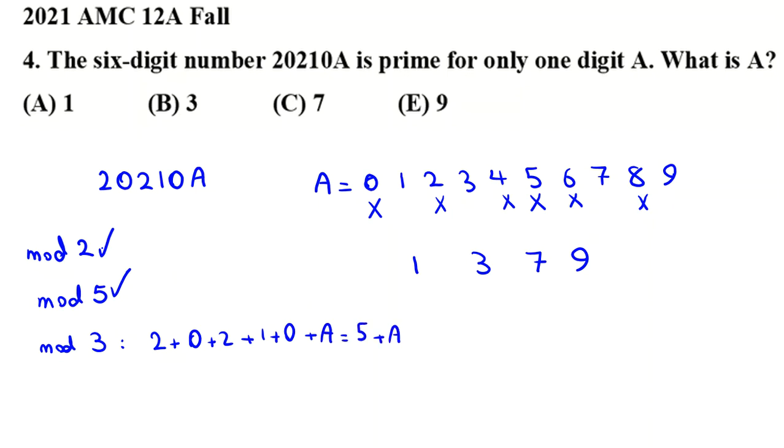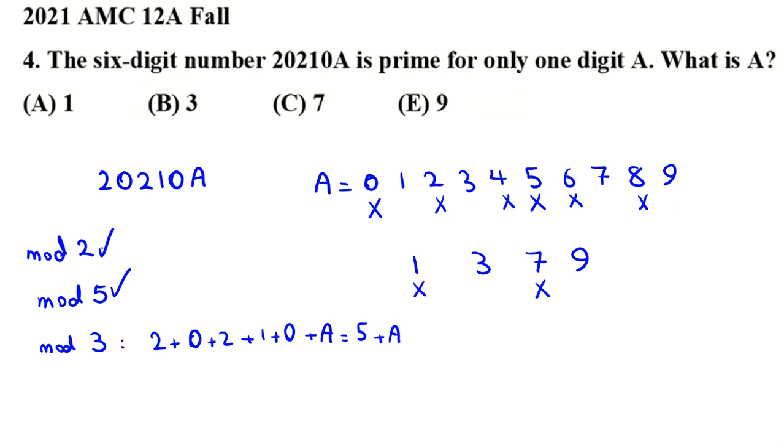So it shouldn't be a multiple of 3 because it is prime and greater than 3. The only prime number that is a multiple of 3 is exactly 3. 5 plus A: if you replace A with 1, it will be 6, a multiple of 3. 5 plus 7 is also bad. So 3 and 9 are left.